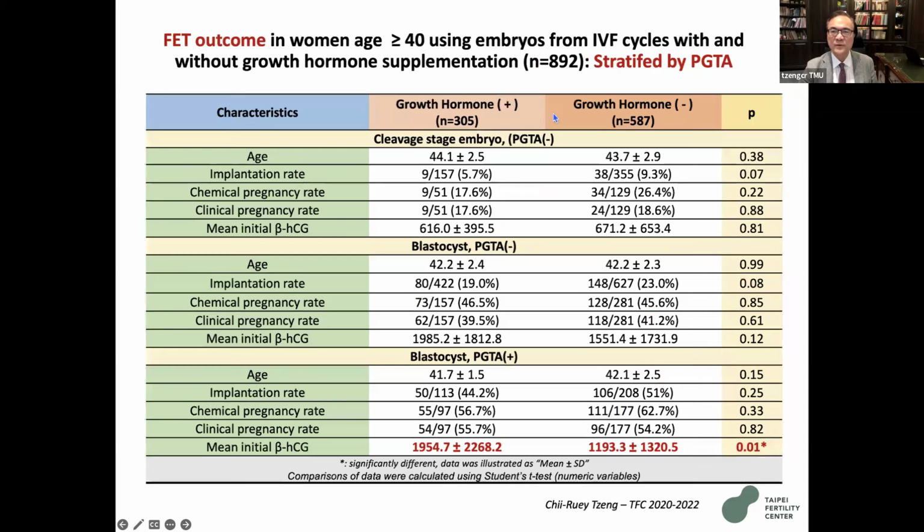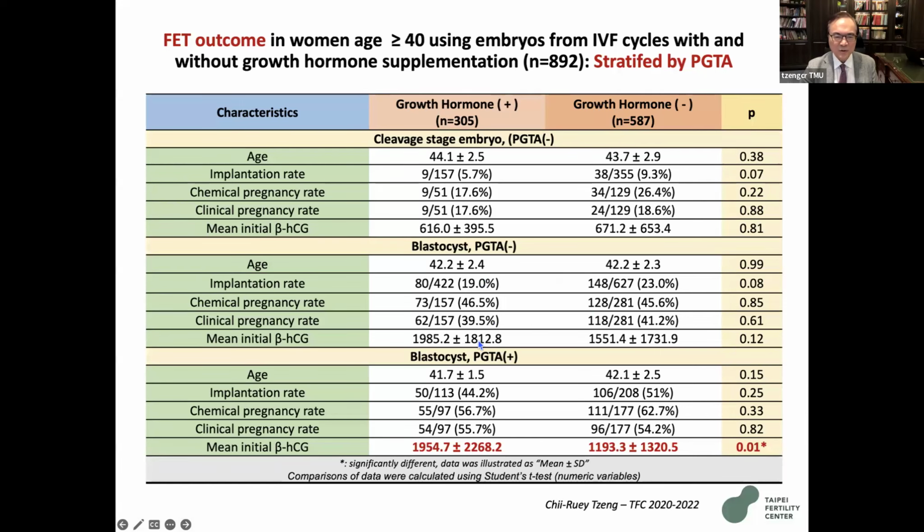And then we stratified by PGT-A. Maybe you ask, is this good quality? So we stratified by PGT-A. Again, left-hand side growth hormone treatment, the other no. We looked at the cleavage stage embryo transfer without PGT-A. As you can see, implantation, chemical pregnancy rate, and clinical pregnancy rate are all identical, not a significant difference. And we looked at the blastocyst transfer without PGT-A: the clinical pregnancy rate is 46% and 45%, and the mean initial rise are all very similar.